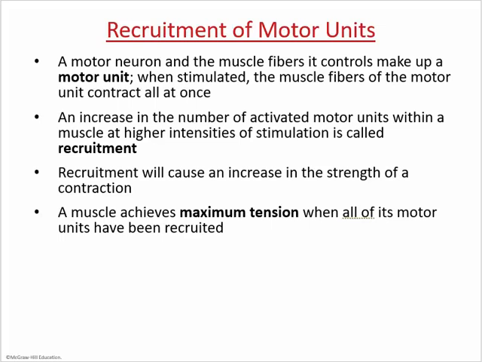The maximum tension that a muscle can create is when all the motor units have been recruited at the same time. That almost never happens. That really overgenerates strength.